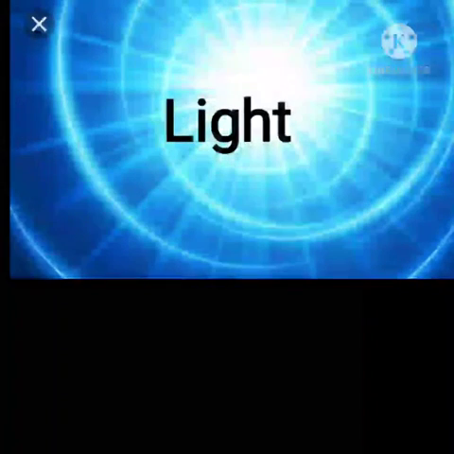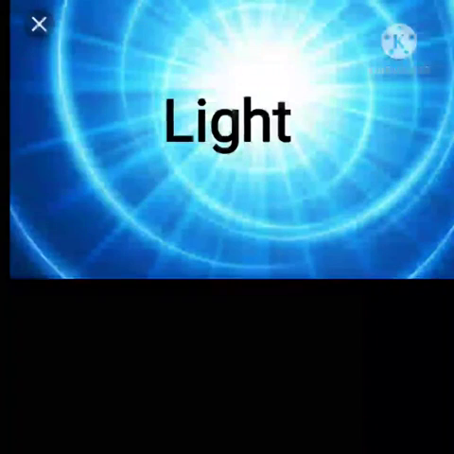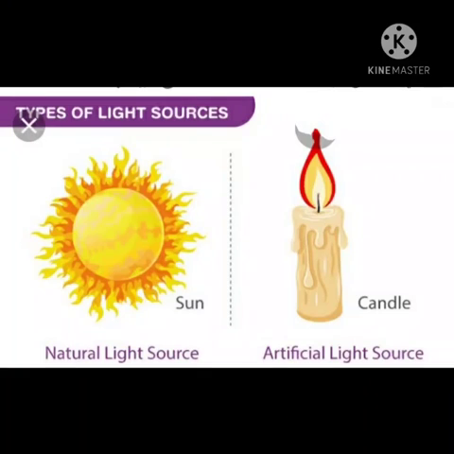Sources of light. The sources of light can be classified into two types: natural sources of light and artificial sources of light. Natural sources of light produce light naturally and exist in nature on their own. They do not have human involvement in their production.